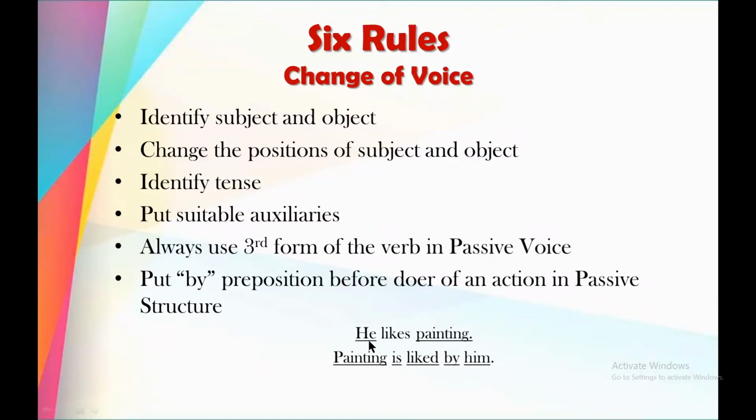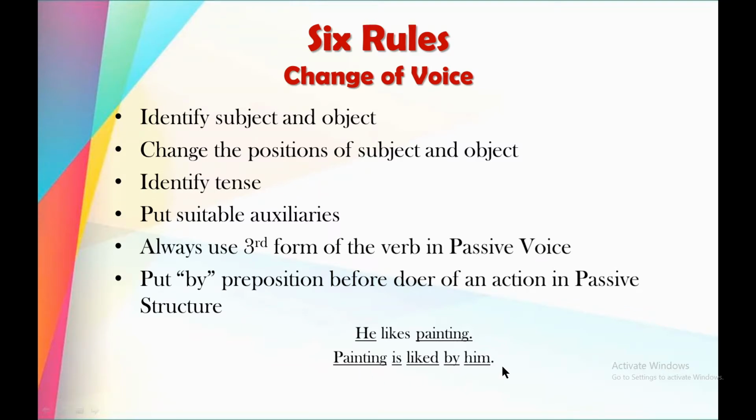So he is the one who likes painting. If we talk about its passive structure, he takes the position of object, but he remains the doer of an action. He is the one who likes painting. But in passive structure, since object takes the position of subject, we have to tell who is the doer of an action. So by putting by before the subject, we can say this is the one who is liking the painting.